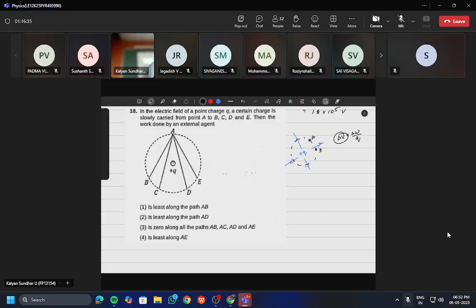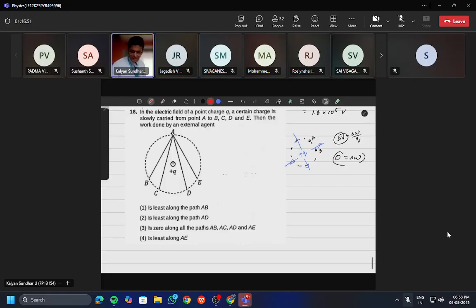Correct? So from A to B, what is the change in potential? 0. So 0 will be equal to the work done. So the work done also will be 0. So do you need any work to move a charge on an equipotential surface? No. Now I draw another surface here.